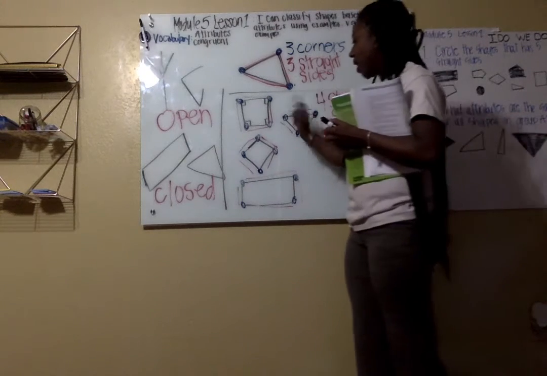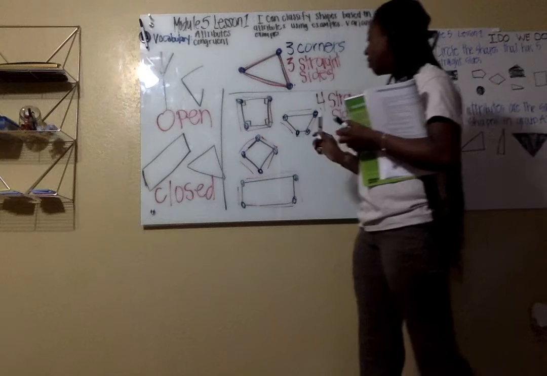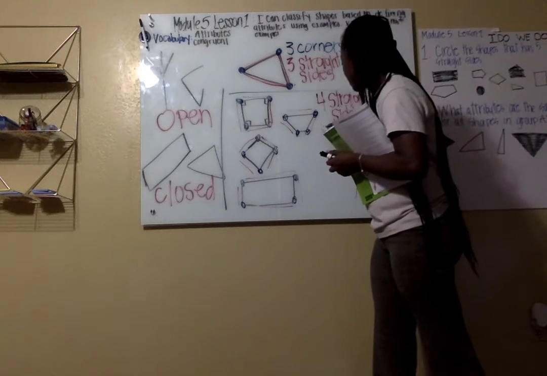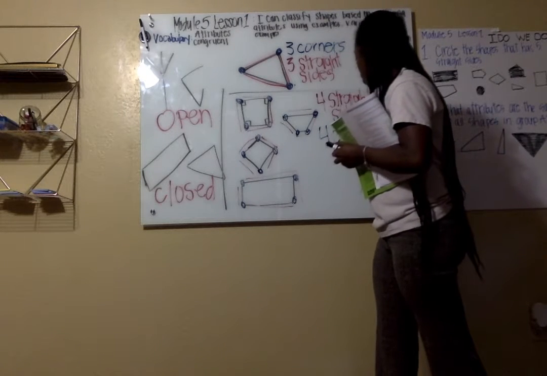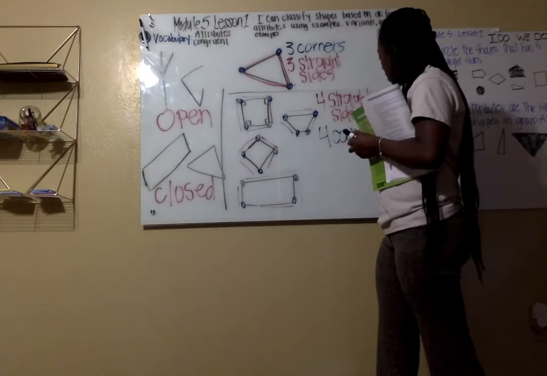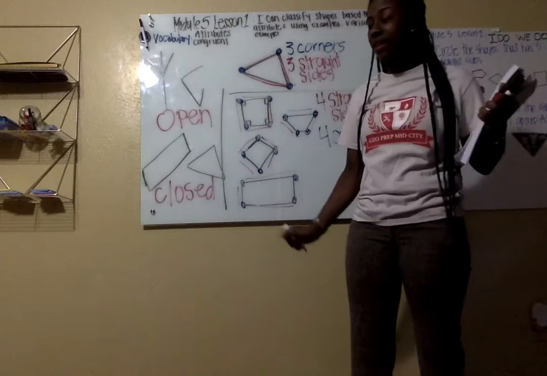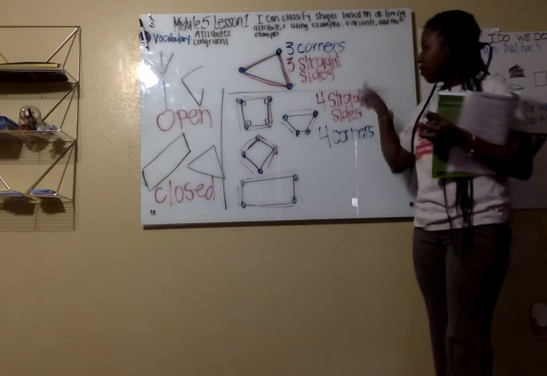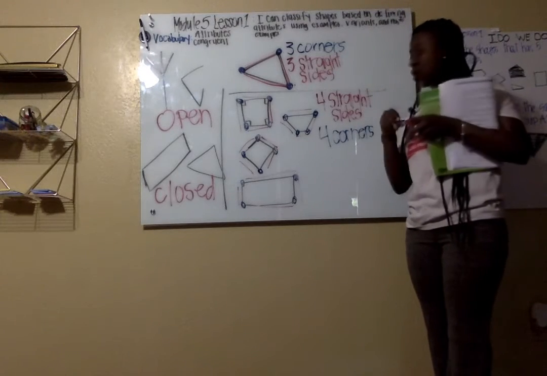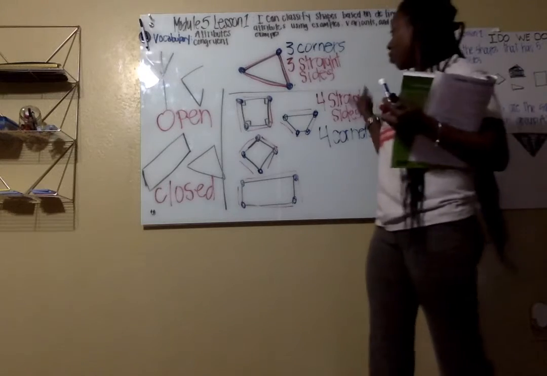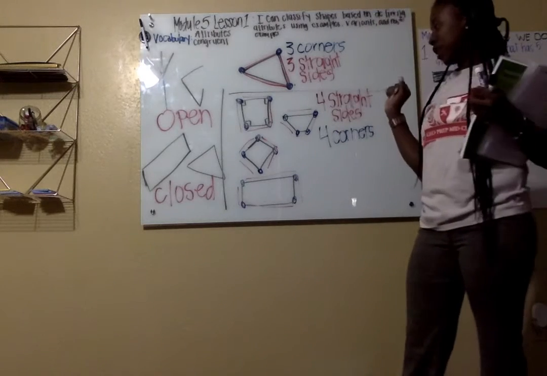So my square, my diamond, my rectangle, my trapezoid all have what? 4 corners. So the attributes, which are the characteristics, what they have in common, are 4 straight sides and 4 corners. Their attributes are 4 straight sides and 4 corners.